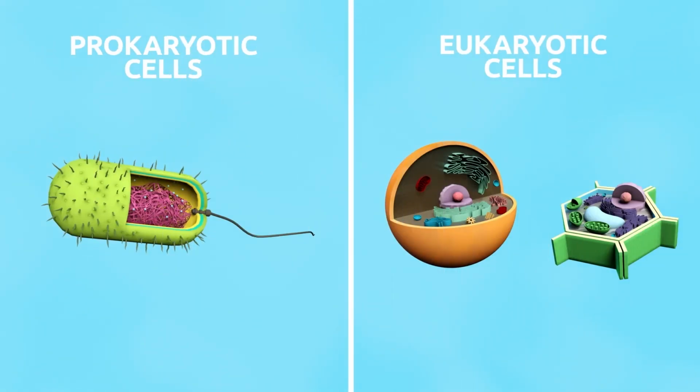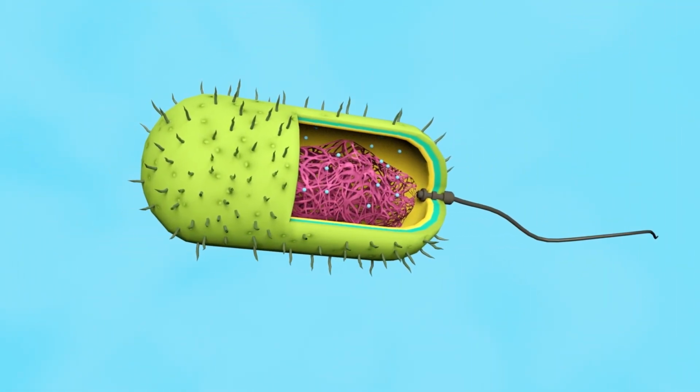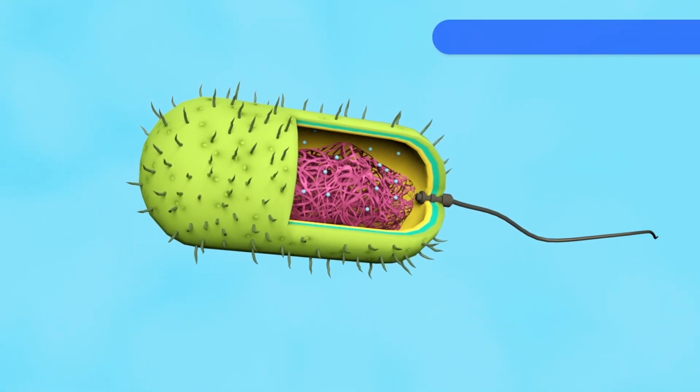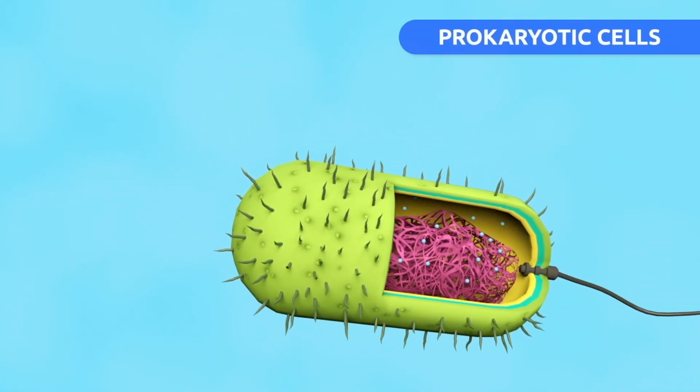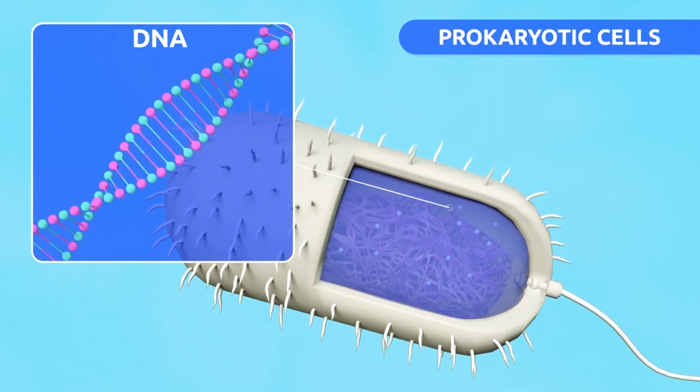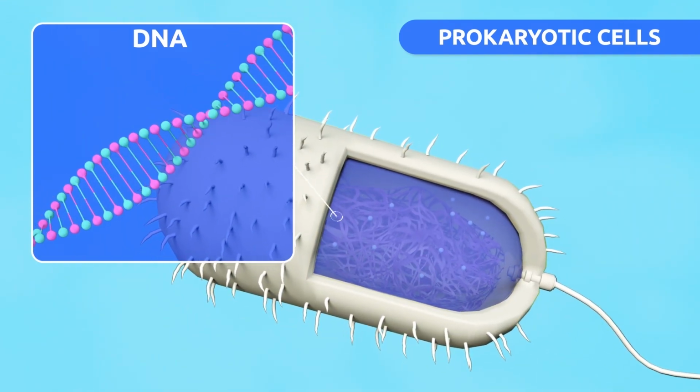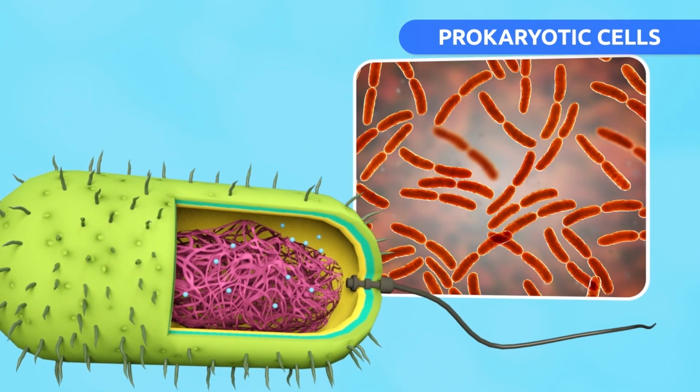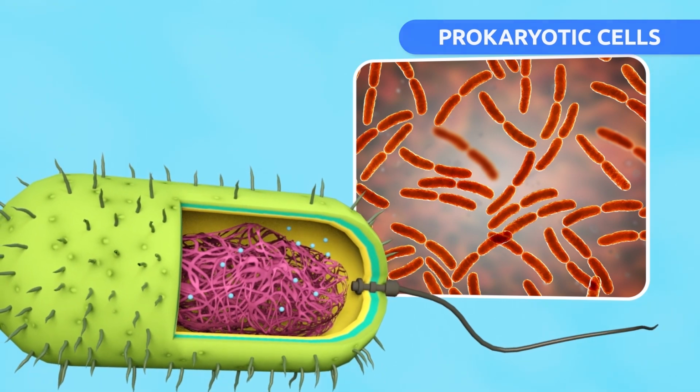Based on their structure, cells are grouped in prokaryotic and eukaryotic cells. The main characteristic of prokaryotic cells is that DNA, the genetic material, is floating in the cytoplasm instead of being stored in the nucleus. Bacteria are prokaryotic cells.